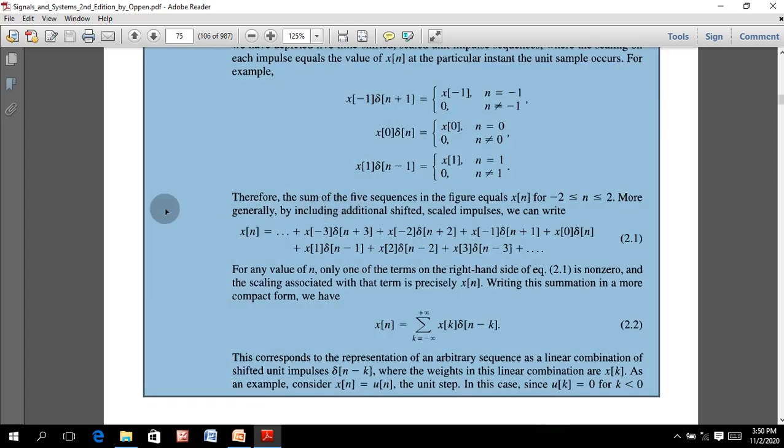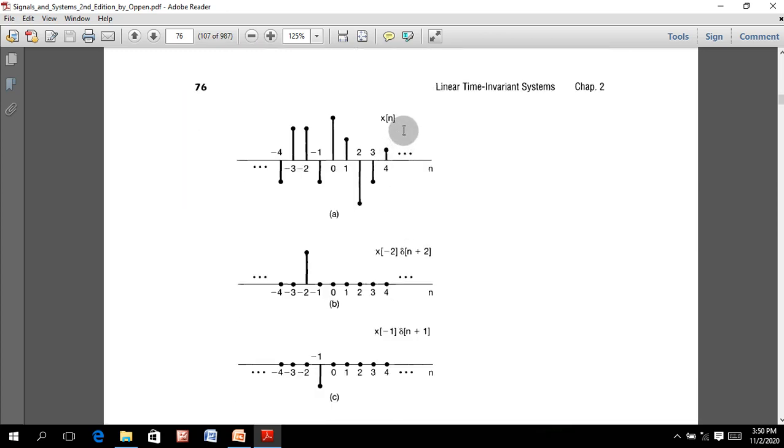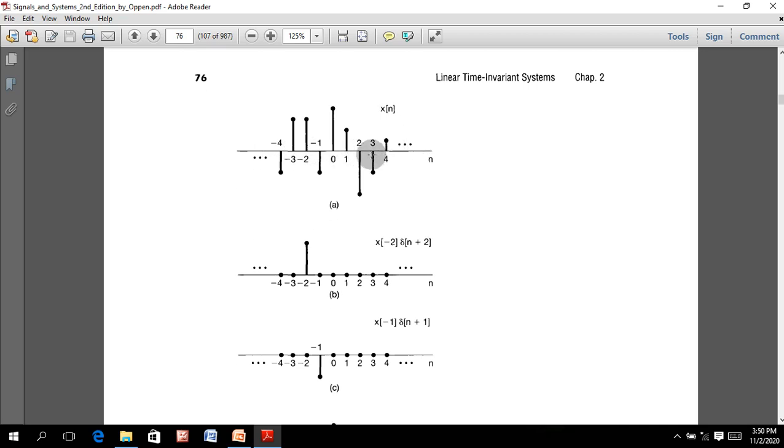Okay, now one thing you have to know, as we have already seen, suppose this is the signal, where it is in between minus 4 to 4. This signal can be written in this way. Suppose x of minus 2 into del of n plus 2. Okay, so n is equal to minus 2. If we put n is equal to minus 2, what will we get? We will get del of 0. Del of 0 is 1. Then we can easily realize the amplitude of x of minus 2.